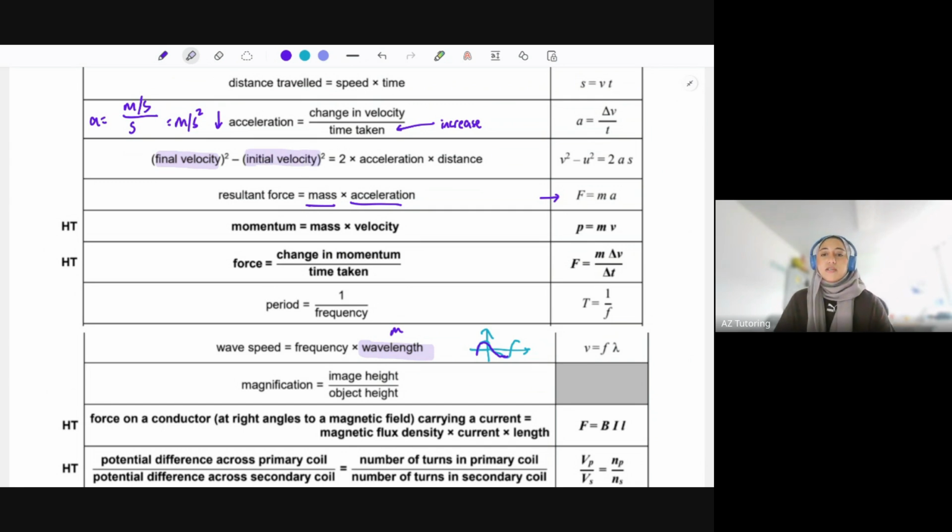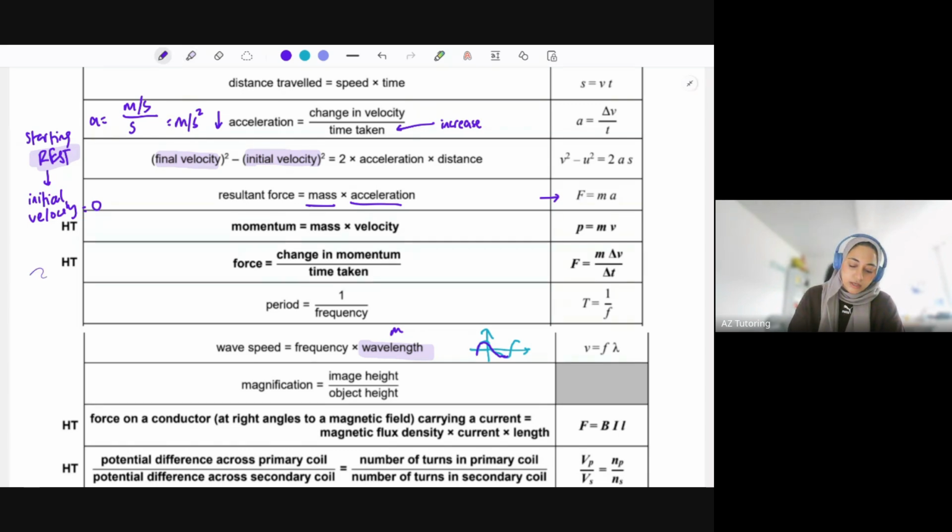So final velocity is always your velocity at the end. Initial velocity is your starting velocity. Now, sometimes in a question, they won't give you the actual number for these, they'll just use words. Now, if the question says it's starting at rest, what this means is the initial velocity will equal 0. So the initial velocity will equal 0 if you're starting at rest.